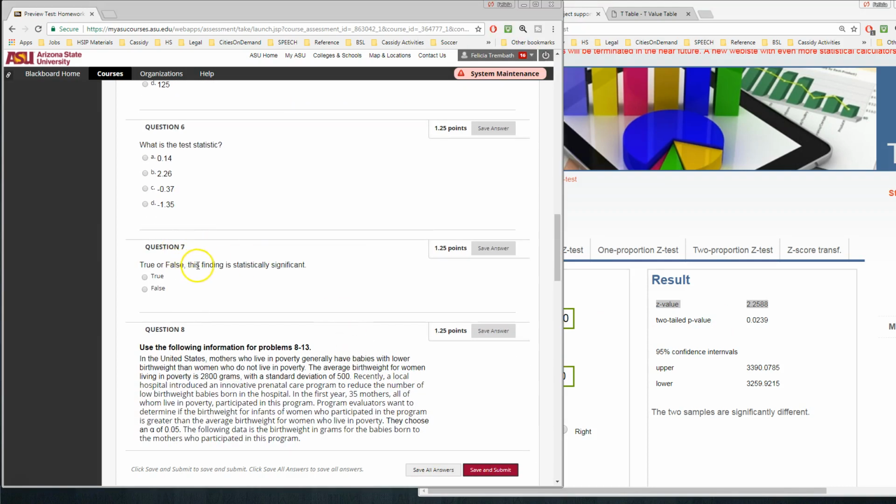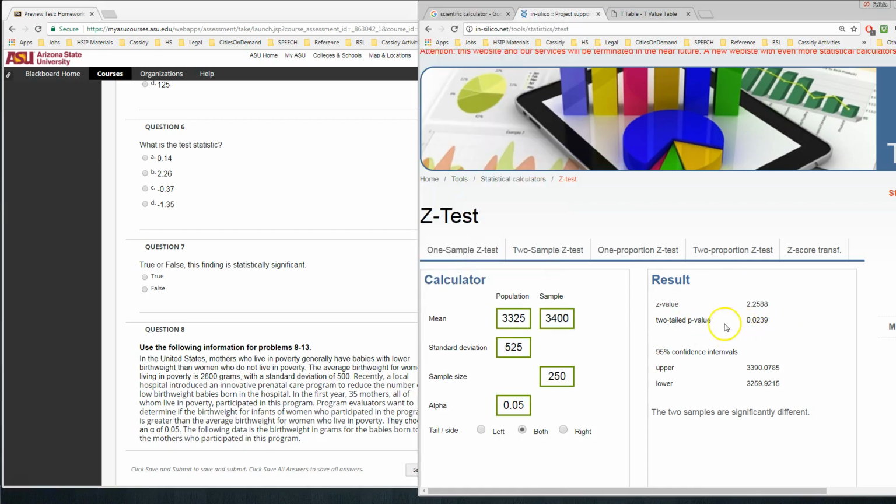Question 7. True or false, this finding is statistically significant? Well, to figure this out, I either need to compare my p-value to my level of significance that I set, or my critical value to my actual value that I computed, or my z-value I computed. So I'm going to use the p-value method because it's given to me here as part of my output. So my two-tailed p-value is 0.0239, and I'm going to compare that to my significance level, which was 0.05.